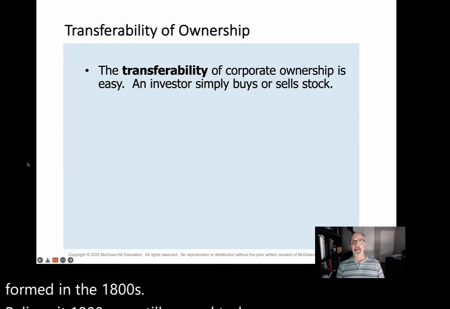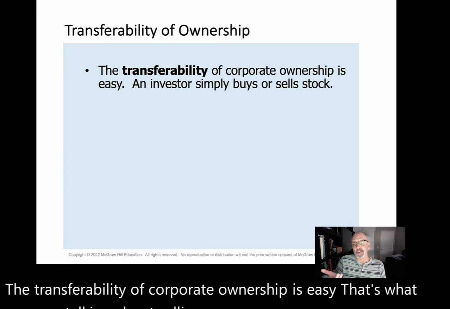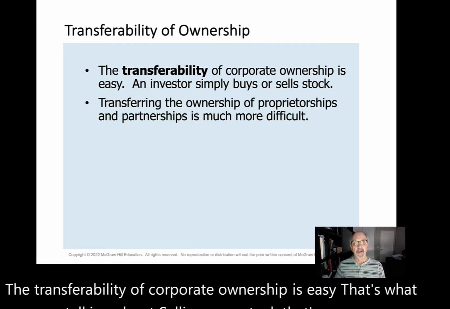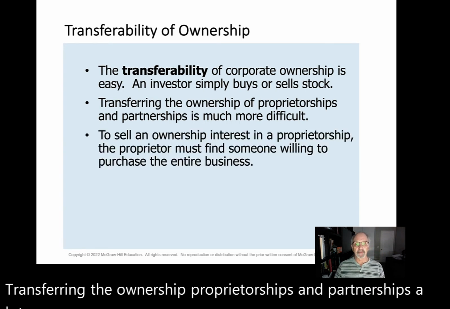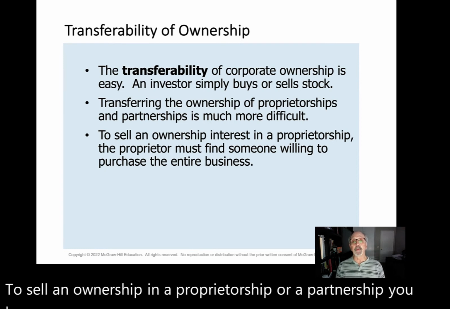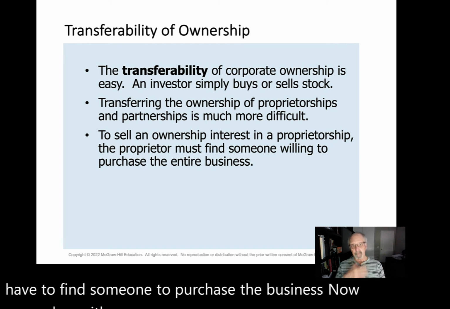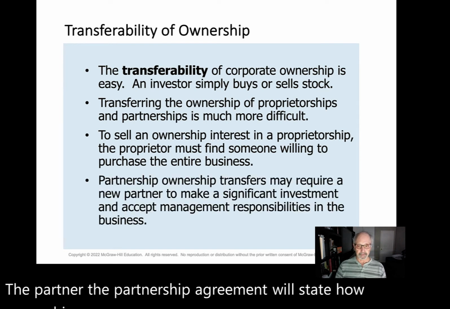The transferability of corporate ownership is easy. That's what we were talking about, selling your stock. That's it. Transferring the ownership of proprietorships and partnerships is a lot more challenging. To sell an ownership in a proprietorship or a partnership, you have to find someone to purchase the business. Now, remember, with a partnership, the partnership agreement will state how ownership can change hands.